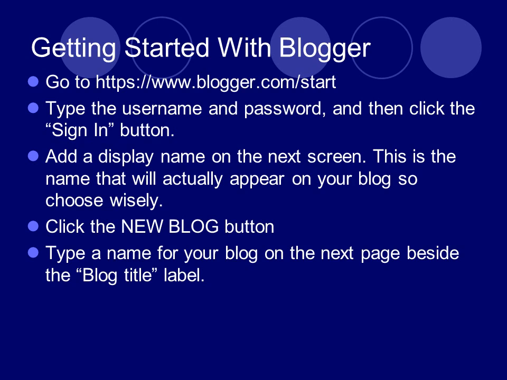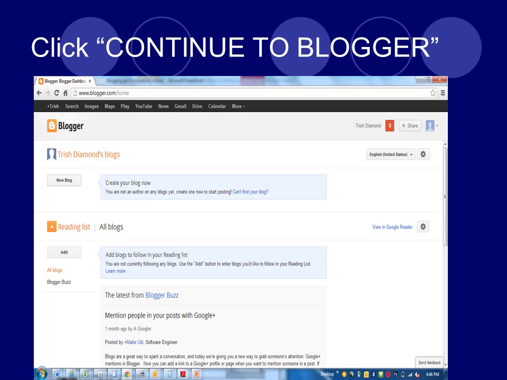Now, in order to do this, you need to go to www.blogger.com and then you're going to type in the username and password that Mrs. Windmill or Ms. Hogan gives you. And then you're going to click the sign in button. And then you're going to already see the display name. And then you're going to just click the new blog button. And then remember that catchy title that you looked up? Then you're going to title your blog. Let's see what that looks like.